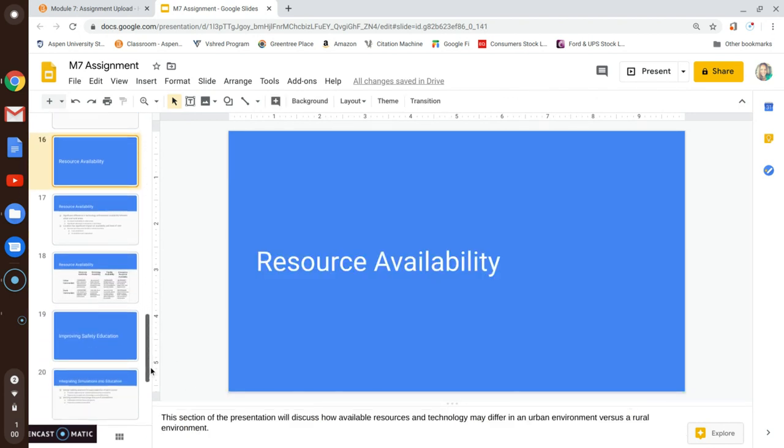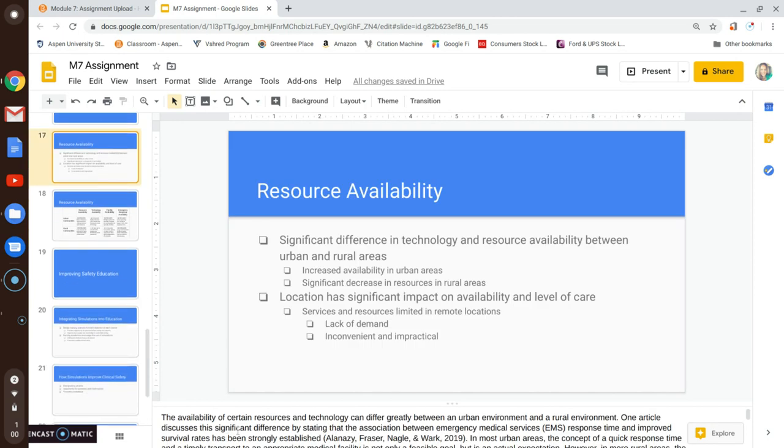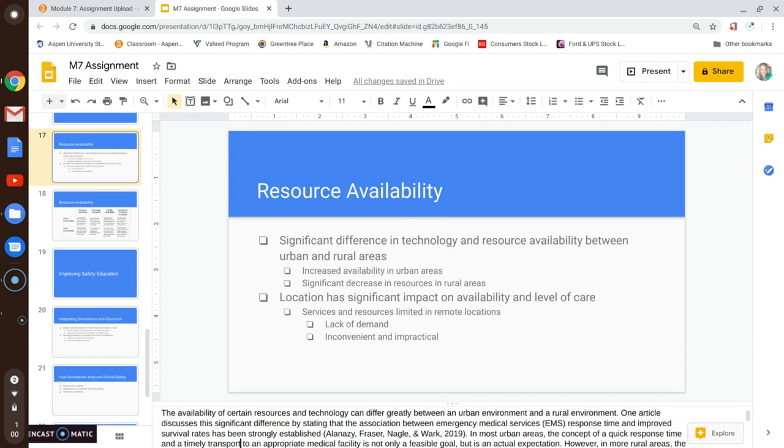This section of the presentation will discuss how available resources and technology may differ in an urban environment versus a rural environment. The availability of certain resources and technology can differ greatly between an urban environment and a rural environment. One article discusses this significant difference by stating that the association between emergency medical services response time and improved survival rates has been strongly established.